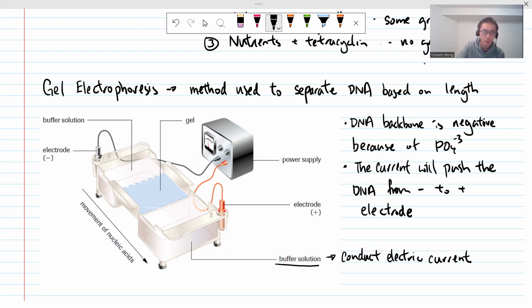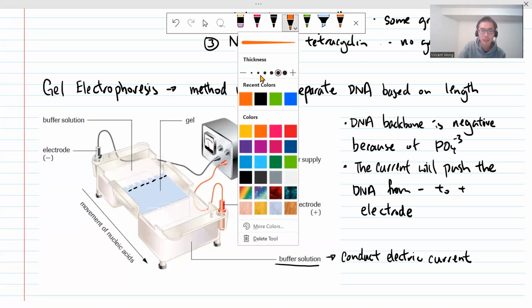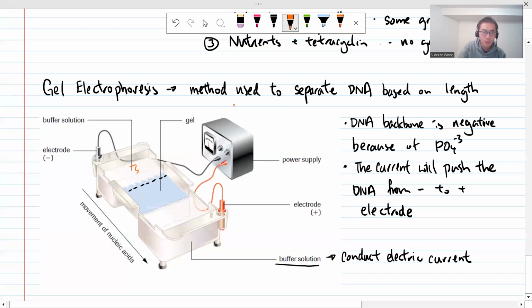So if you load your DNA here, I'll tell you about the loading in a bit. Load your DNA sample here. The current is going to be, oh, this is too thick. Hold on. The current is going to push the DNA towards the positive side.